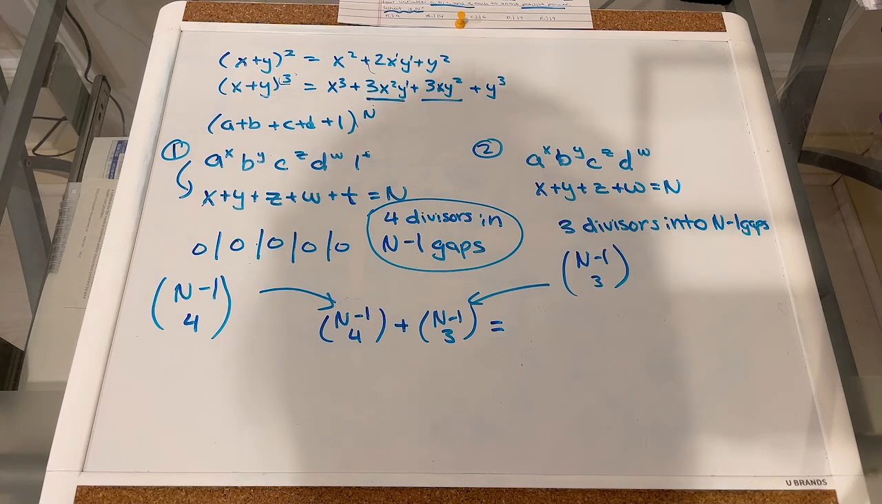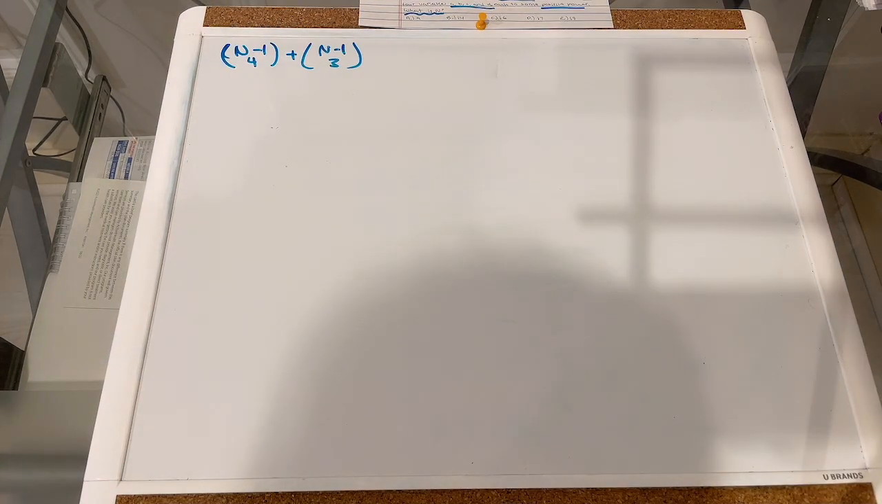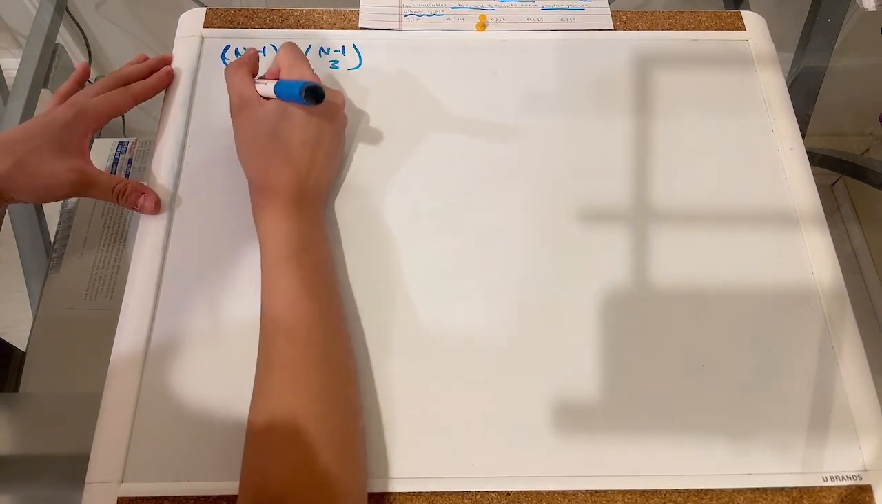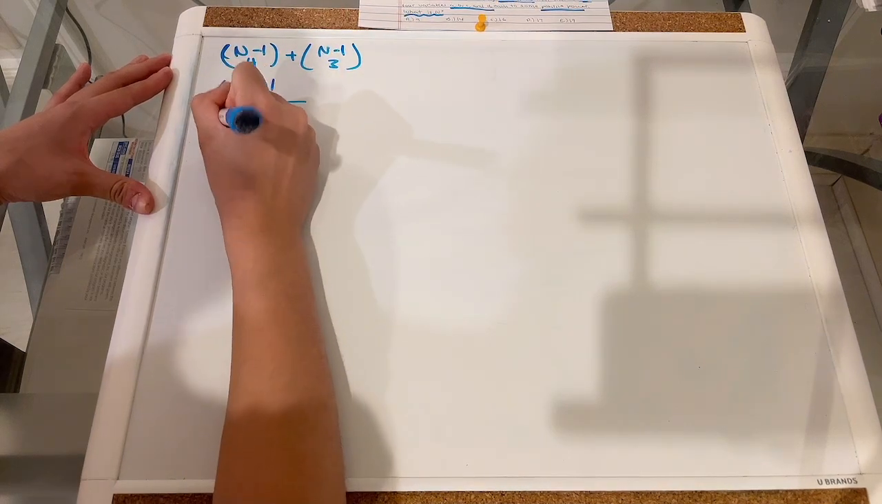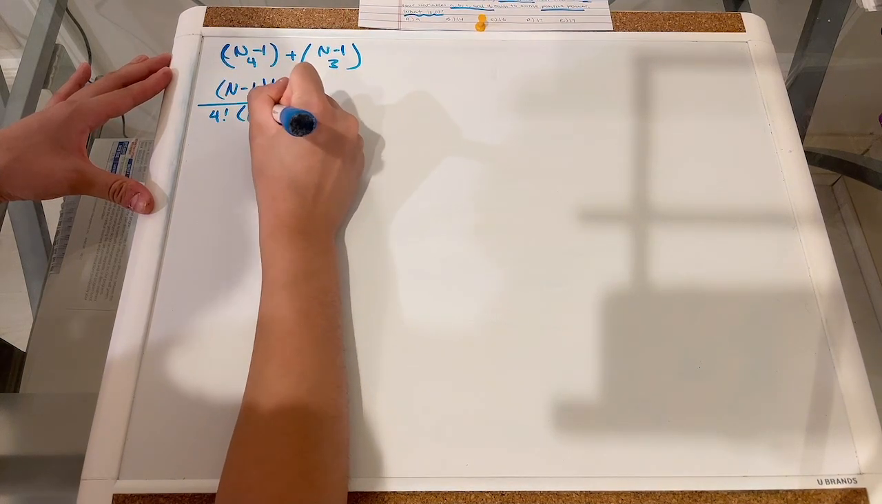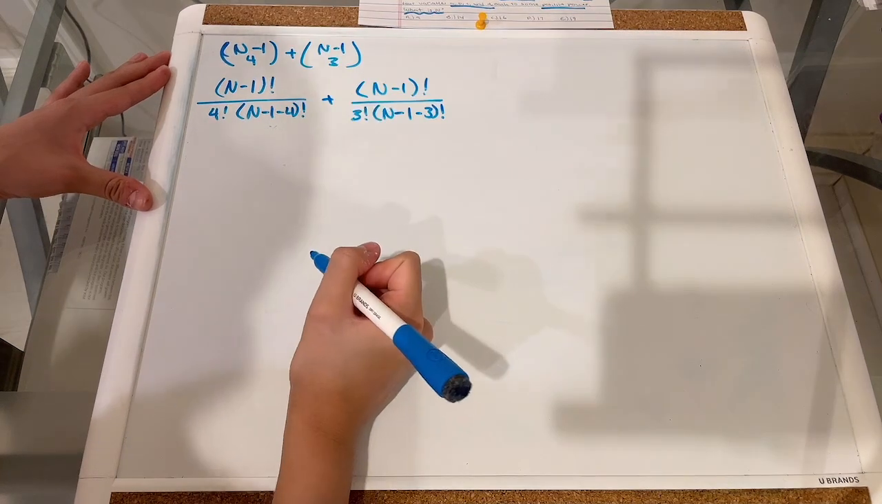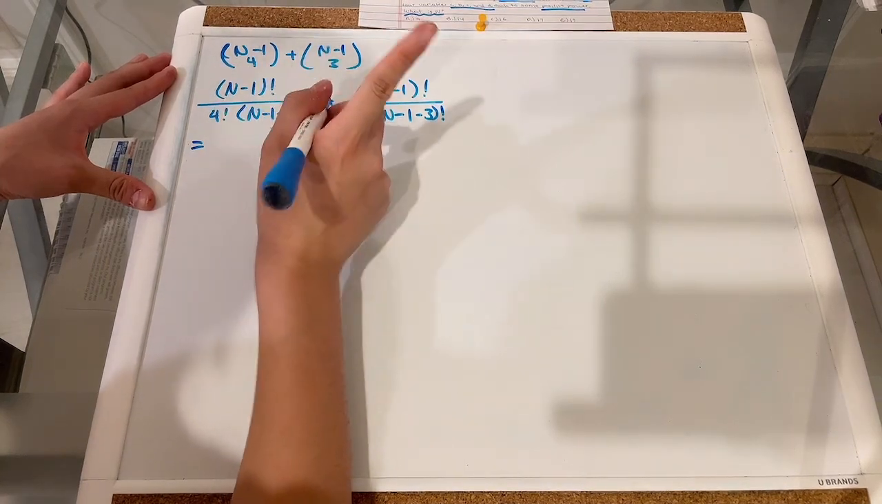Now let's simplify this. Alright, let me erase this so I have enough room to simplify. So n-1 choose 4 plus n-1 choose 3. n-1 choose 4 would be n-1 factorial over 4 factorial times n-1 minus 4 factorial. Now we just have to put it into a common denominator and then simplify some more. Alright, warning, this is going to be long, so fast.